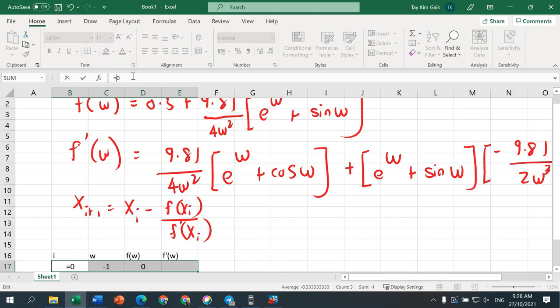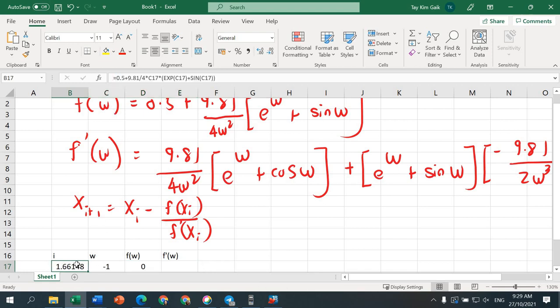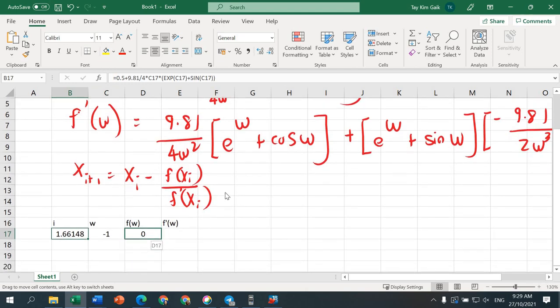Is 0.5 plus 9.81 divided by 4 times W is here, C17 multiplied by exponent exp w in C17 in my case, plus sin w. Keyed to the wrong place here.